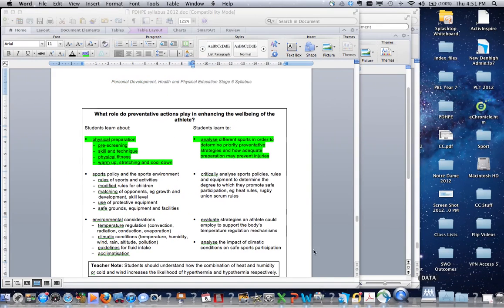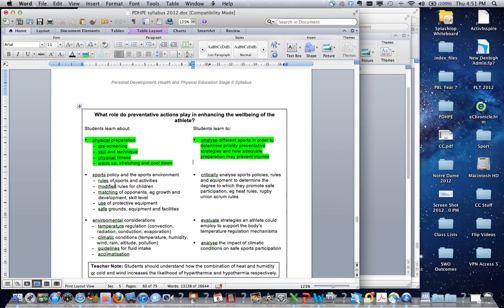the syllabus, we can see that the syllabus dot point is quite clear. Physical preparation: the dot point reads pre-screening, skill and technique, physical fitness, warm-up, stretching and cool down. Analyse different sports in order to determine priority preventative strategies and how adequate preparation may prevent injuries. So the focus here is on each of those areas and how each of those areas can prevent injury occurring for the athlete. That's the dot point we're looking at here.